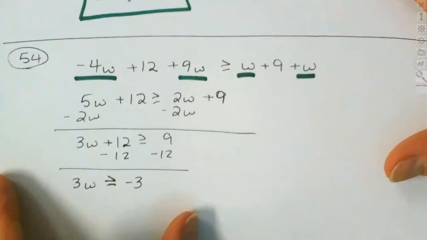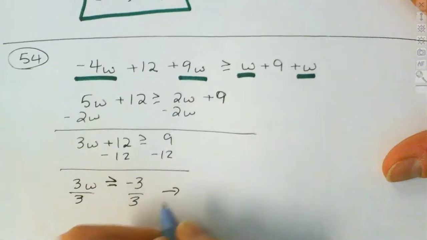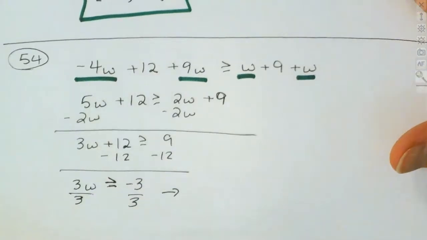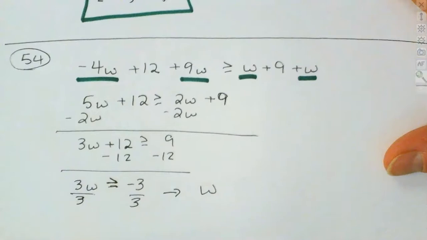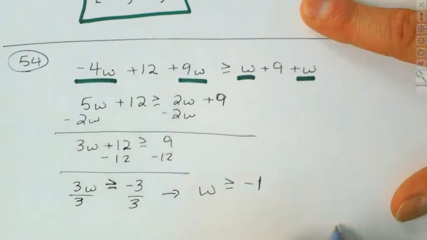We'll divide by our 3. Do we switch the inequality symbol? No. Why not? You're not dividing by a negative number. You're dividing by a positive, so it stays the same. There's our w greater than or equal to negative 3 divided by 3, that makes it a negative 1.